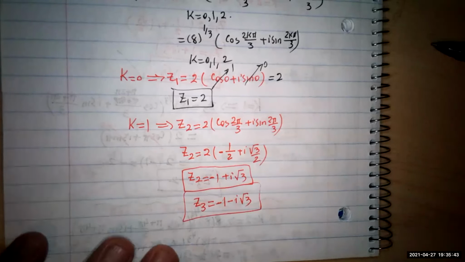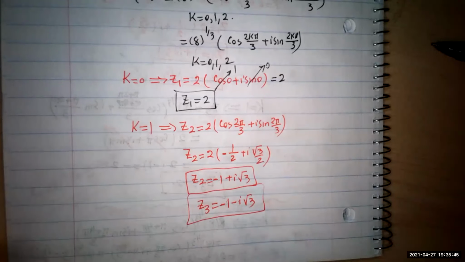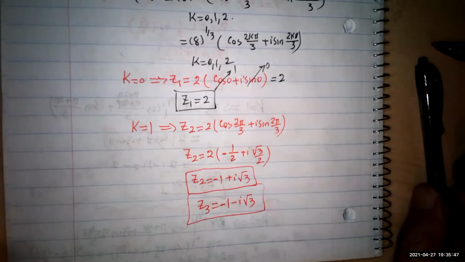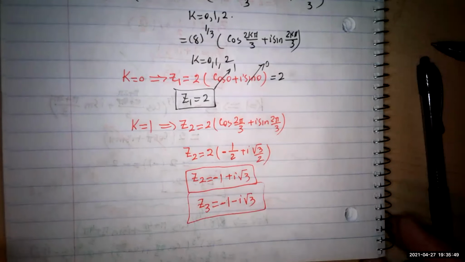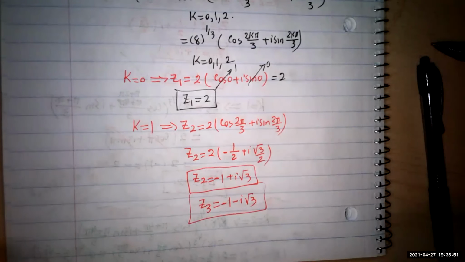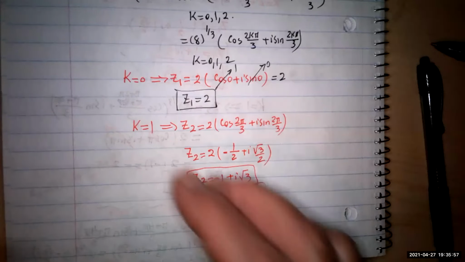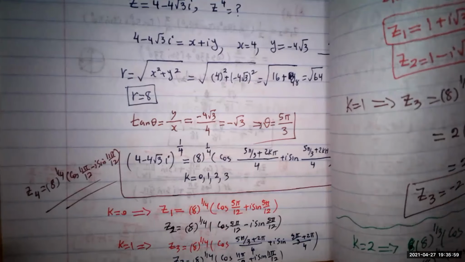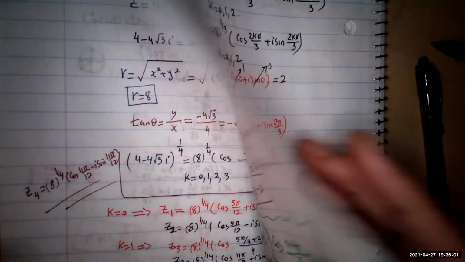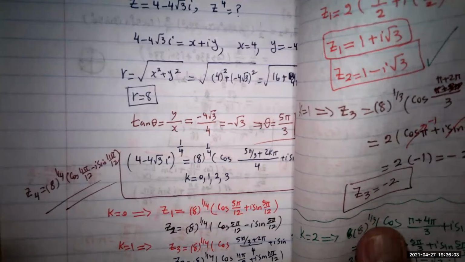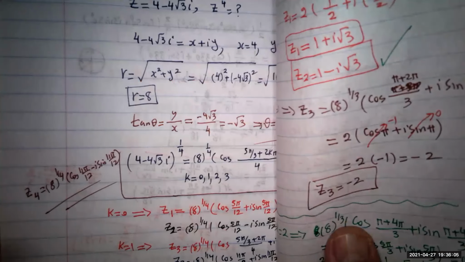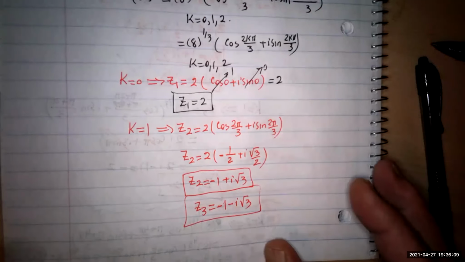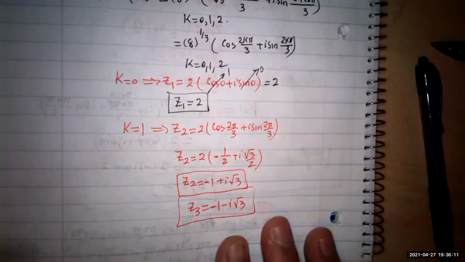And that's it. You see, the cube root of 8 in this case gives you three numbers: 2, negative 1 plus i radical 3, and negative 1 minus i radical 3. That gives us three solutions. The negative 8 that we did was a little bit similar to this one. The cube root of 8 is very popular.